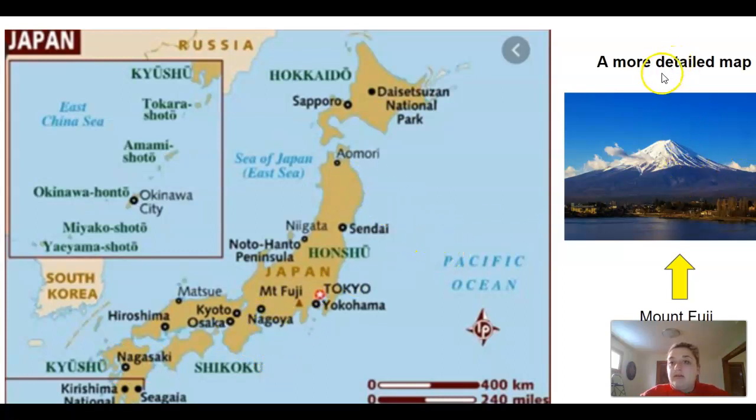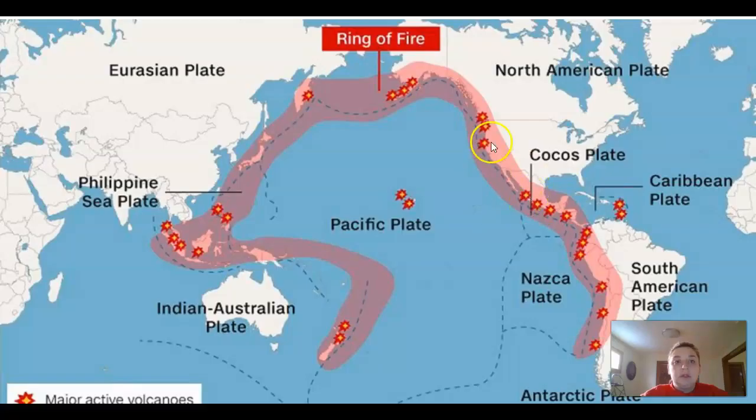And then we have Mount Fuji, which is the active volcano that is on Japan. So this is that ring of fire I was telling you about. And if you look at the key, anything that looks like a bomb is where there's active volcanoes.